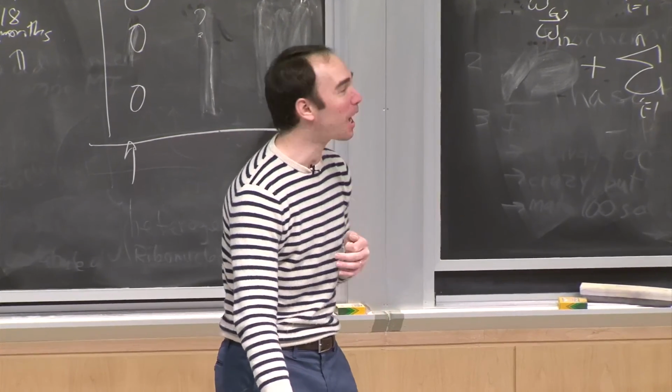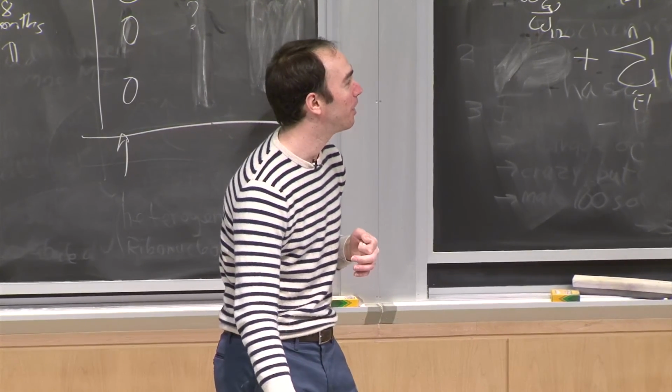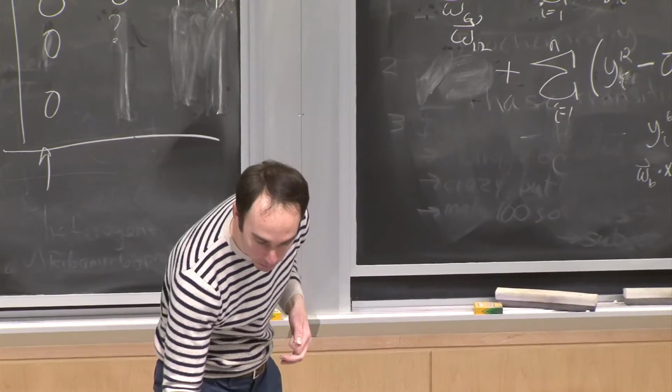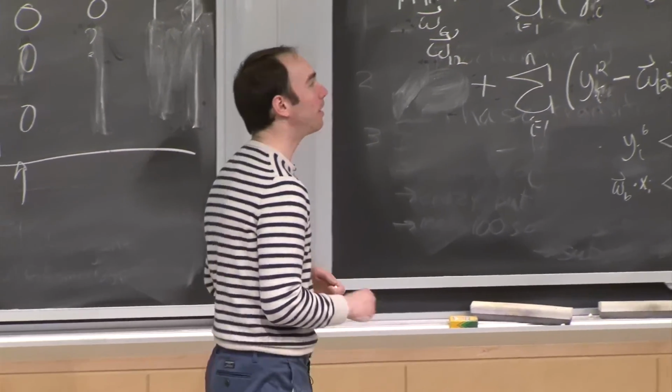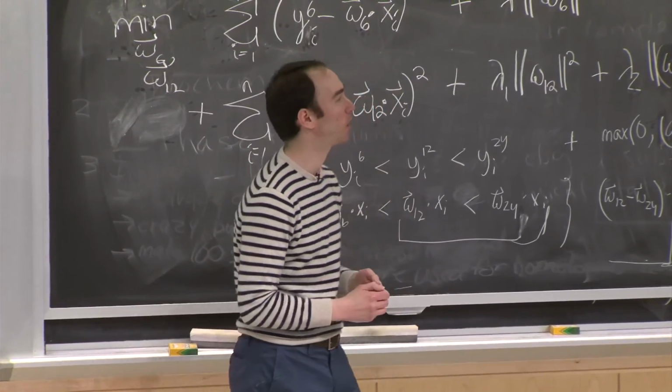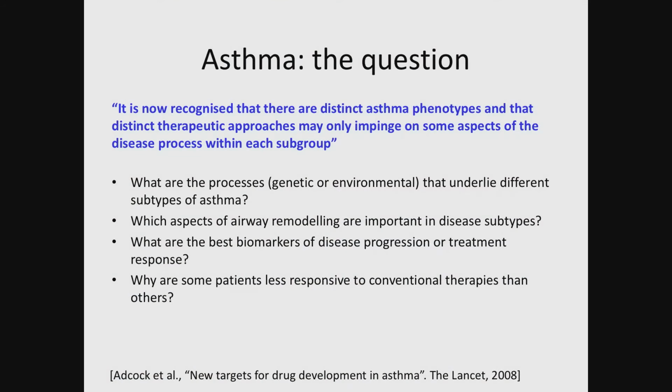And at that time, the company pointed me to this paper, which I'll tell you about in a second. But before I get there, I want to point out some of the big picture questions that everyone's interested in when it comes to asthma. The first one is to really understand what it is about either genetic or environmental factors that underlie different subtypes of asthma. Right? It's observed that people respond differently to therapy.